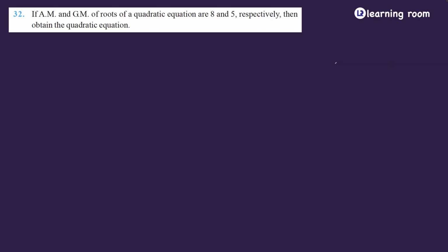So if you take the roots of the equation to be alpha and beta, then how will you generally write the quadratic equation directly? It is going to be x square minus (alpha plus beta) x plus alpha beta. If you want alpha plus beta, you can calculate it from the arithmetic mean. They told us the arithmetic mean of the roots is 8.